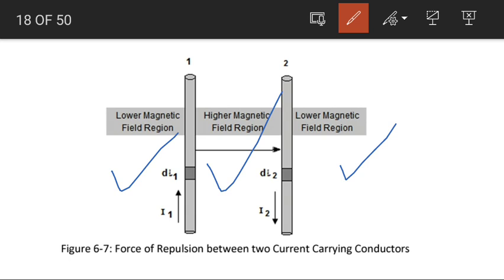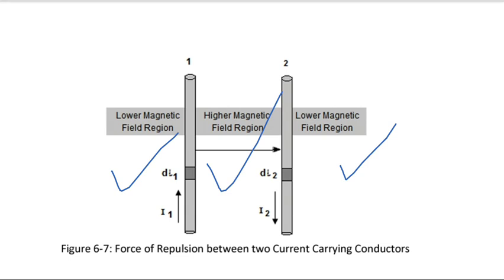Well, there is an apparatus which is known as current balance. We can find out the force between two current carrying conductors with the help of an apparatus which is known as current balance. Force on a current carrying loop.